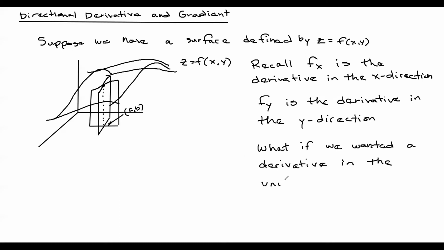So let's call that a unit vector. We're going to use a unit vector for reasons that will become clear in a moment. Let's call it unit vector u, and we'll do u1 and u2 for the components. Okay, so what would that look like on our picture? Let's use a different color to differentiate.